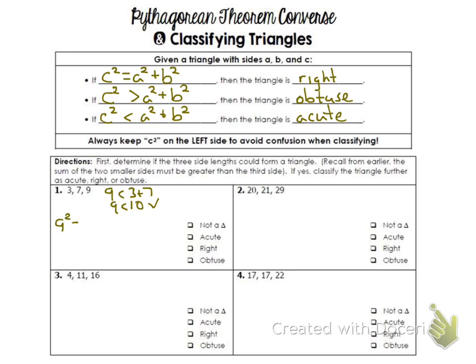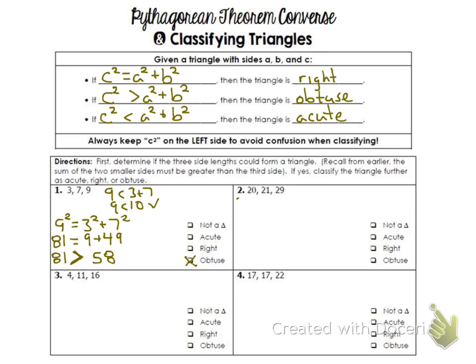9 squared is equal to 3 squared plus 7 squared. This gives us 81 is equal to 9 plus 49, or 81 is equal to 58. Now it's not equal, we've just put the equal there as a placeholder. 81 is greater than 58, so that means the longest side is bigger, so we'd call that an obtuse triangle.